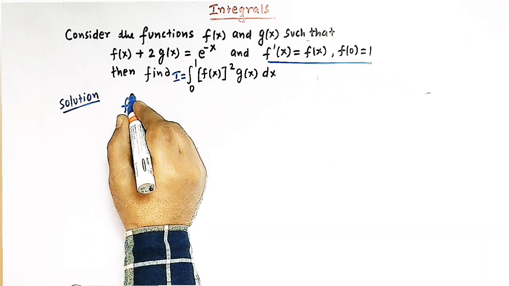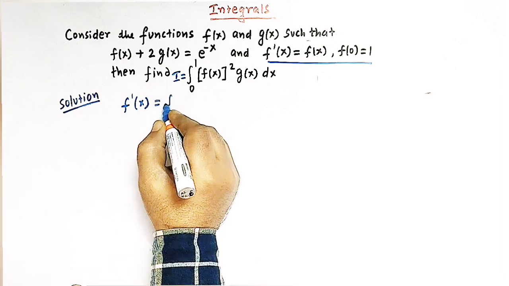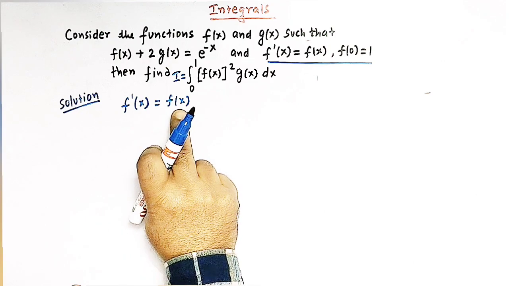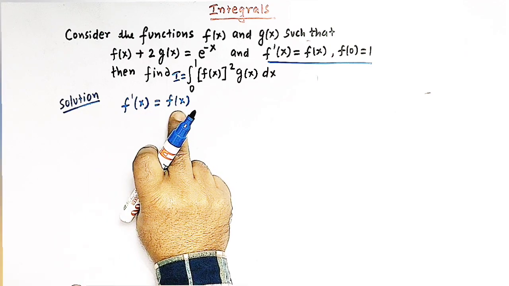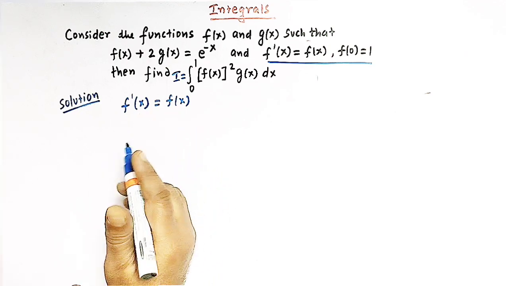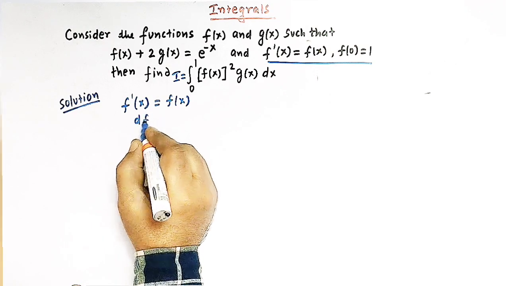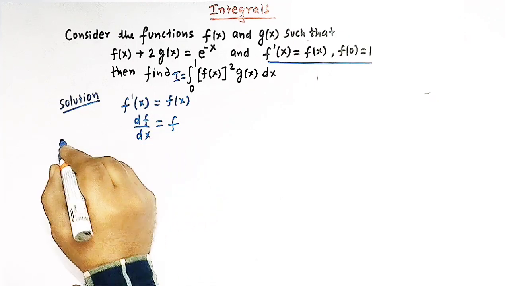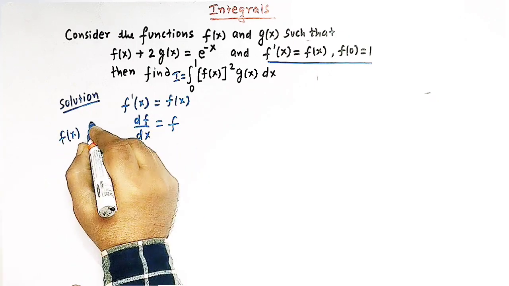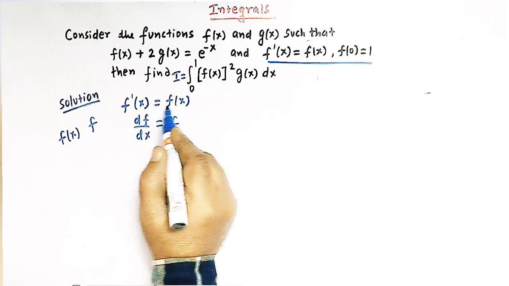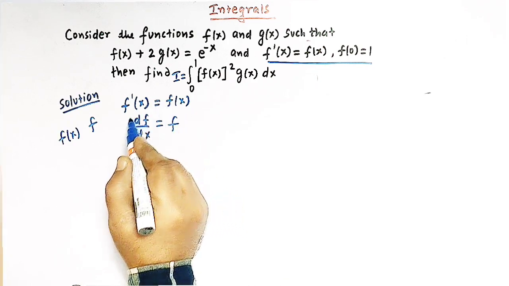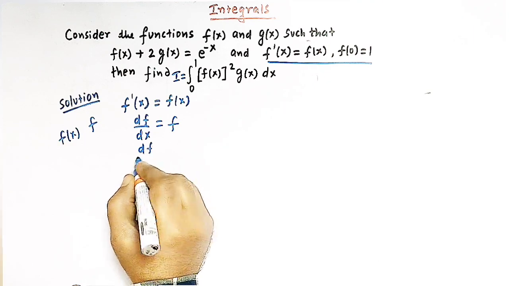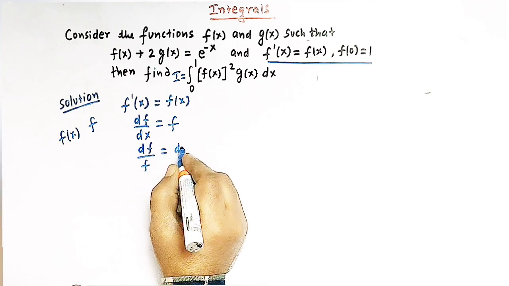Here we are given f prime of x is equal to f of x, so we can now solve this equation. This is a differential equation of first degree and first order. So we have df over dx is equal to f, where we are writing f of x as f. Now separating the variables, we can write df over f is equal to dx.